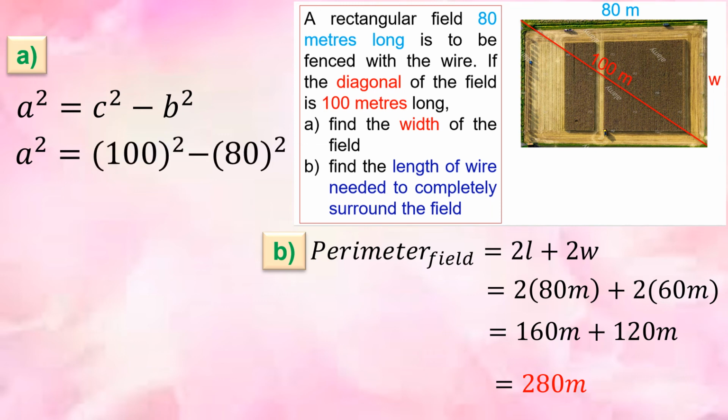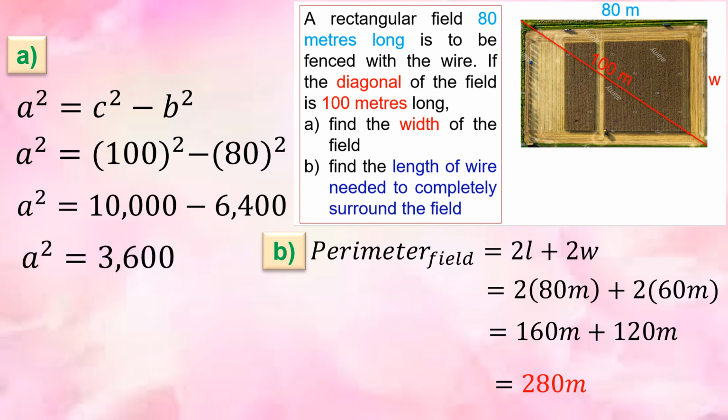Substituting it, we have 100 squared minus 80 squared. 100 squared is equal to 10,000 while 80 squared is equal to 6,400. Subtracting it, it is equal to 3,600 and getting the square root, it is equal to 60. So therefore, the width is equal to 60 meters.